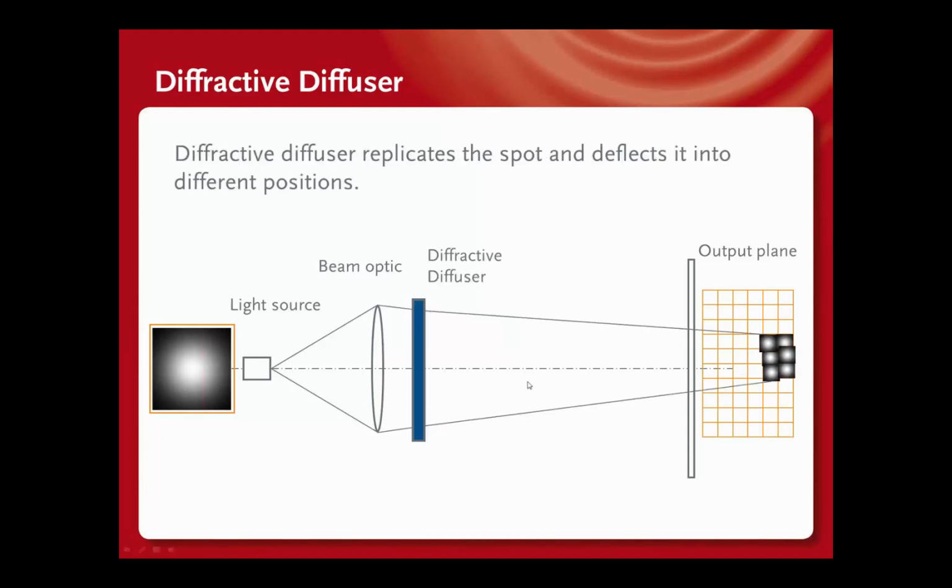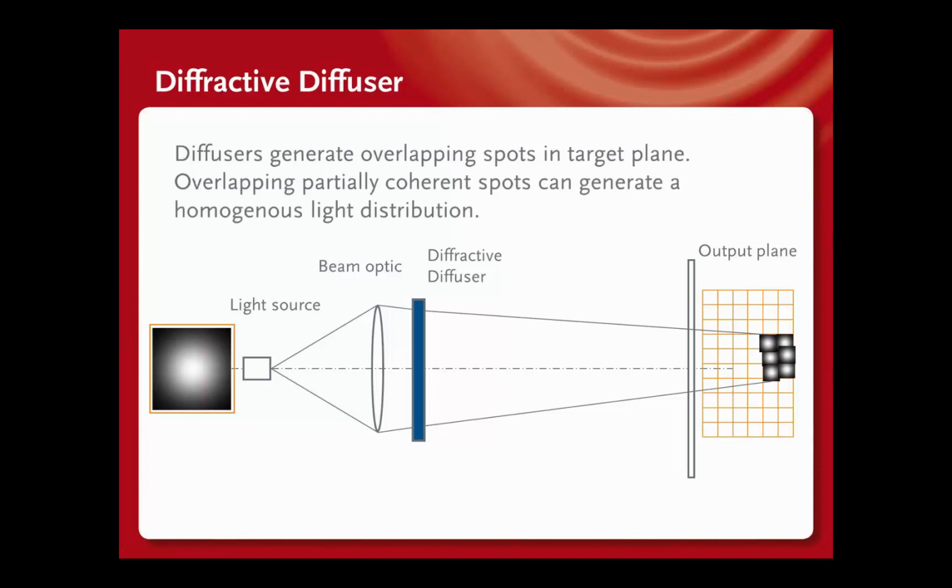And if we now add a diffractive diffuser element, this element generates a lot of diffraction orders. All diffraction orders have almost the same spot size. And these diffraction orders should be as close as possible so that they overlap. And if all spots are incoherent, or let's say have just a very low degree of coherence to each other, then we get a homogeneous, speckle-free light distribution.